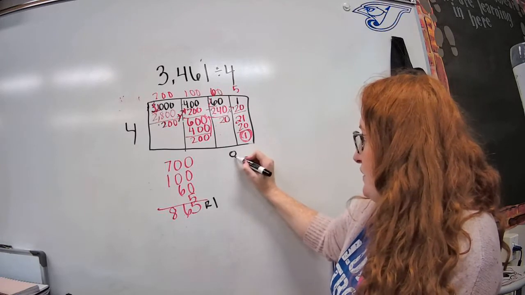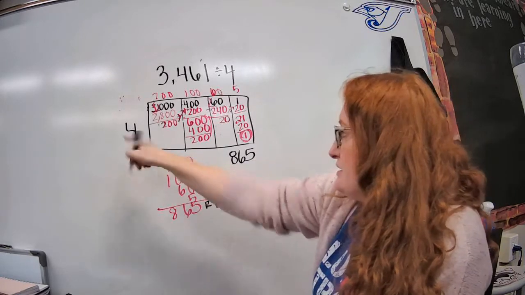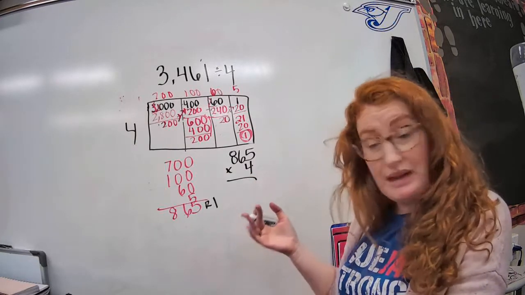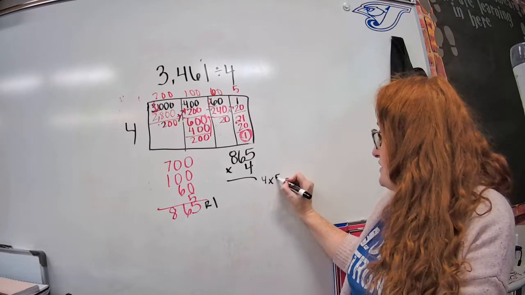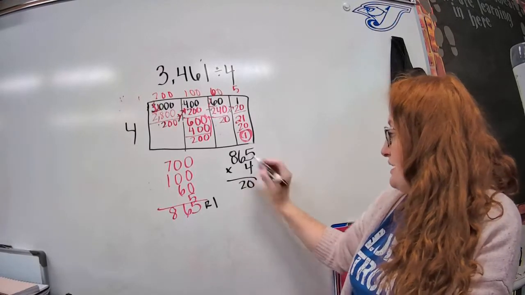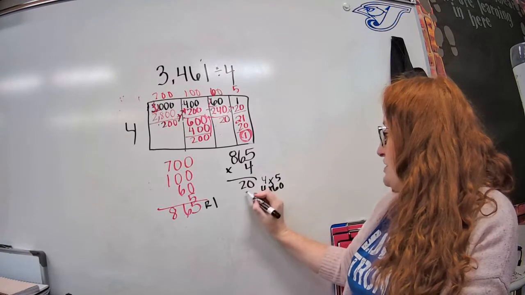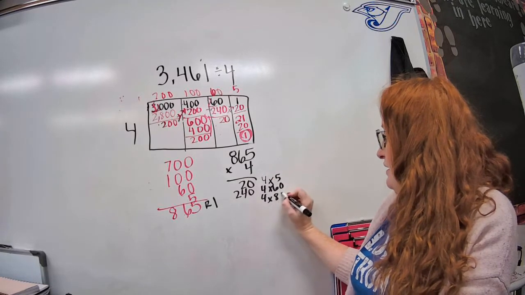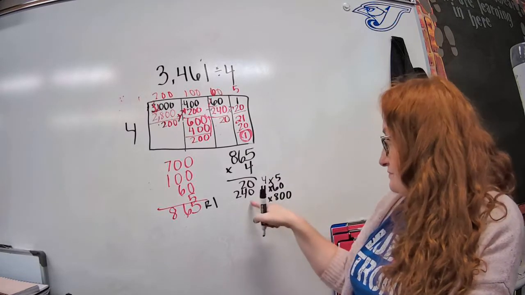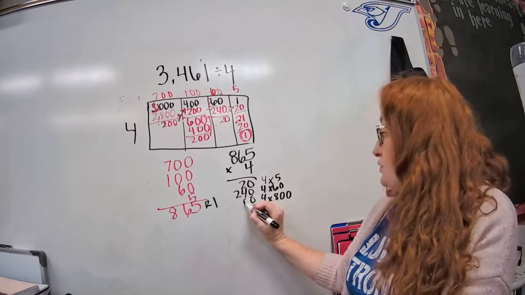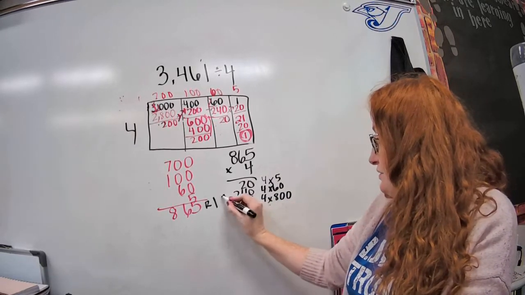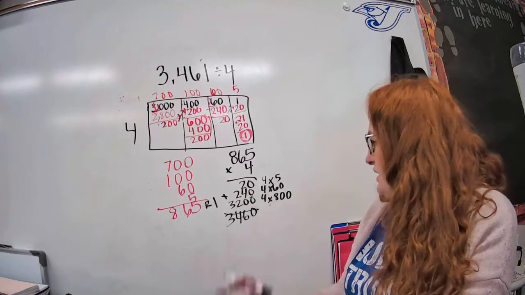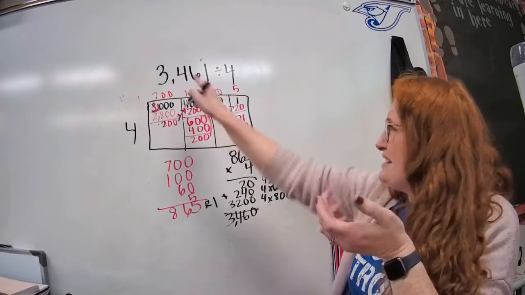And now I'm going to check it by doing 865 times 4. And again, I'm going to use the partial product because that's just my preference when doing multiplication. So we've got, again, 4 times 5, 20, 4 times 60, which is 240, and then 4 times 800, which is 2 zeros, and then 32. Here we go, 0, 6, 4, 3,460. Wait, that doesn't match this original number.